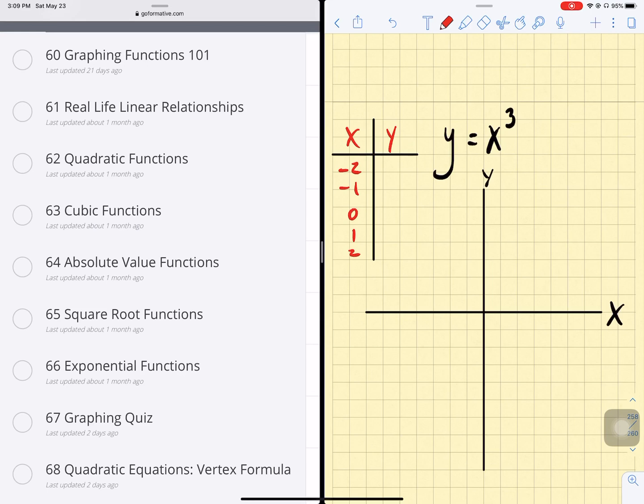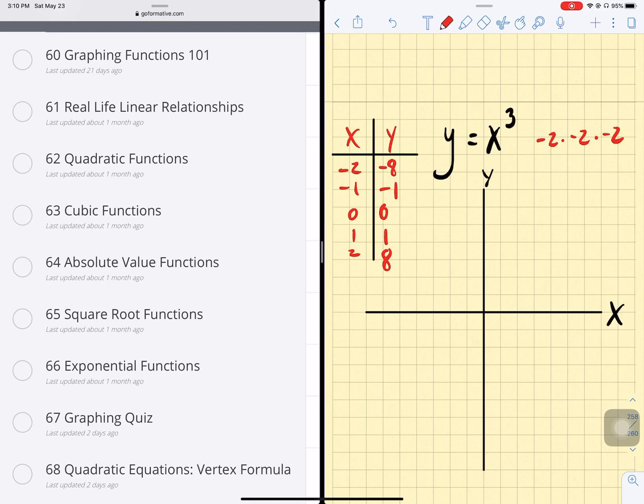Again, when you're cubing something, you're taking that value and multiplying it by itself 3 times. -2 times -2 is 4, but 4 times -2 is -8. -1 times -1 is 1, but 1 times -1 is back to -1. And then 0 times 0 times 0. And then here we're going to stay positive, but we're going to have the same numbers. So you see how these are not going to make a parabola. They do not make that shape. Let's find out what shape they do make.